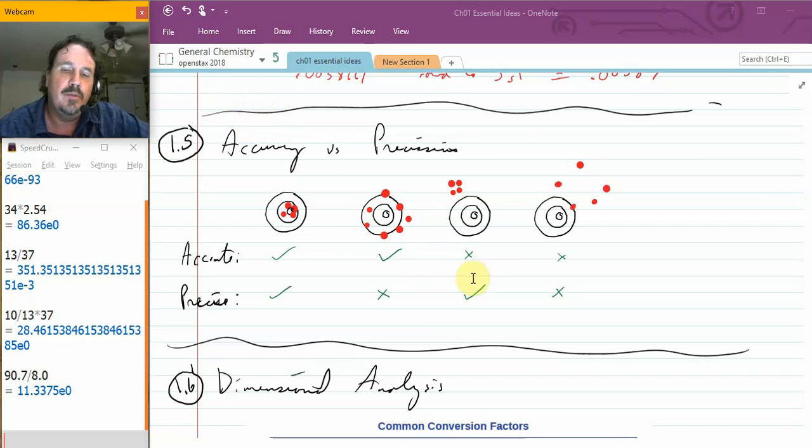All right. What about the third one? Well, they're grouped really tightly. They're precise, but the average of those dots, that's not even close to the bullseye.